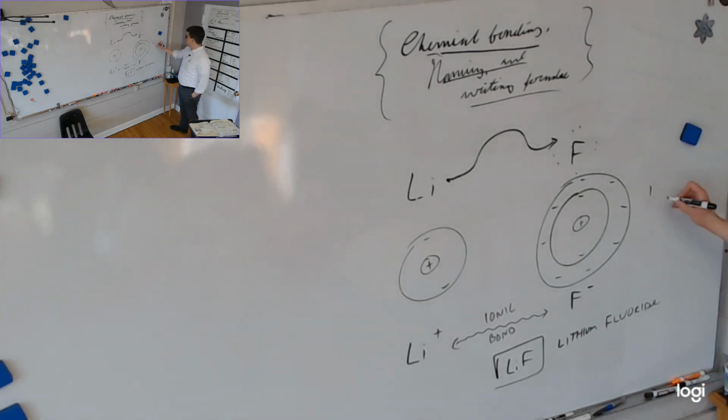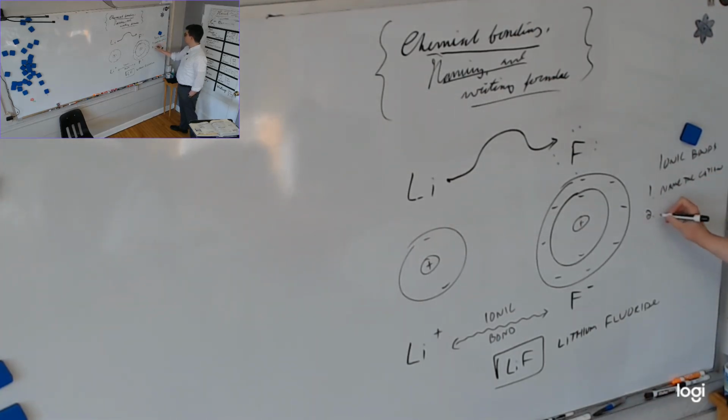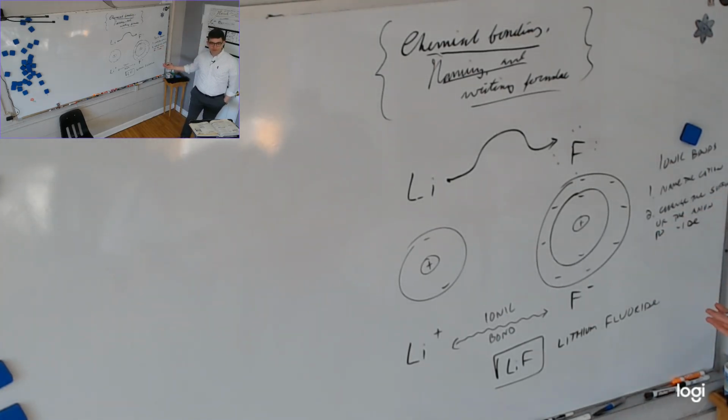Let's write that down. In ionic bonds, the first naming rule is: name the cation and then change the suffix of the anion to "ide." So for instance, if it's fluorine, fluoride. If it's oxygen, oxide. If it's sulfur, it becomes sulfide, etc.